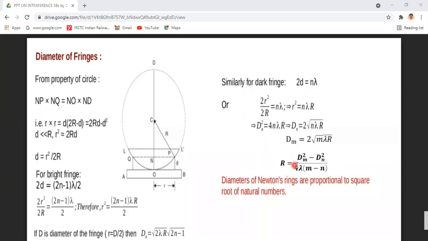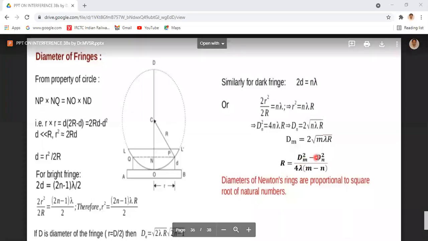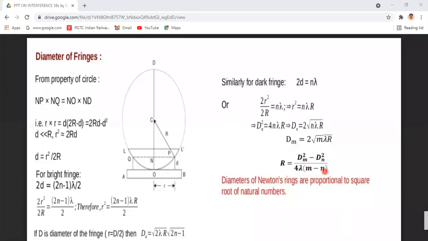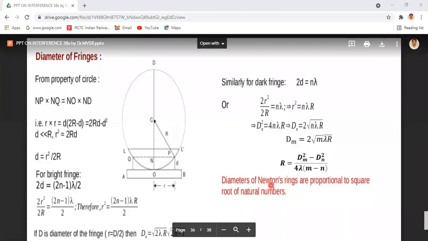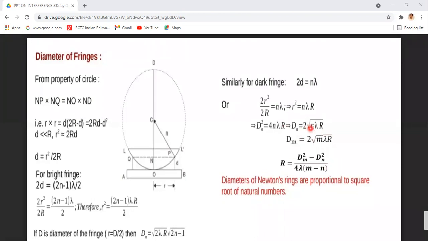So d square m minus d square n is equal to 4 lambda R common into m minus n. Now we need the R value, where R is the radius of curvature of this plano convex lens. The radius of curvature R is equal to d square m minus d square n by 4 lambda into m minus n. So the diameters of Newton's rings are proportional to the square root of natural numbers.